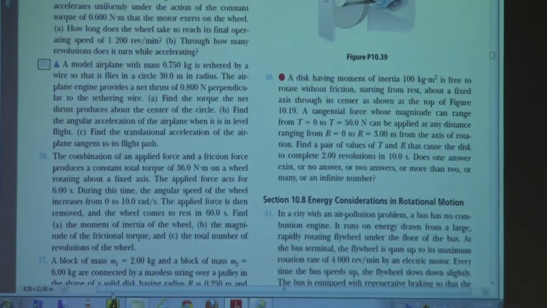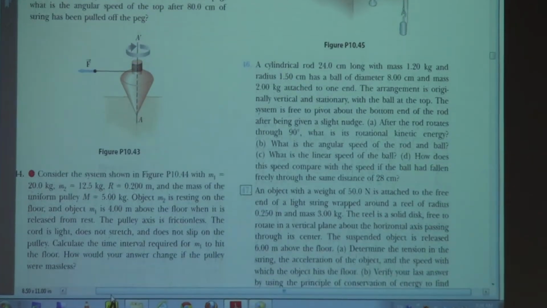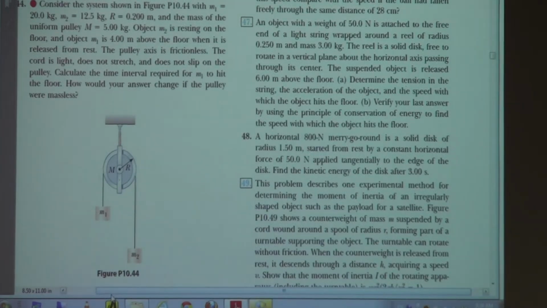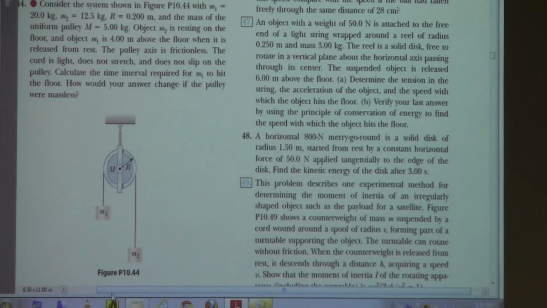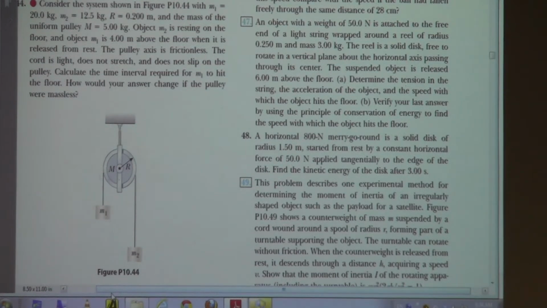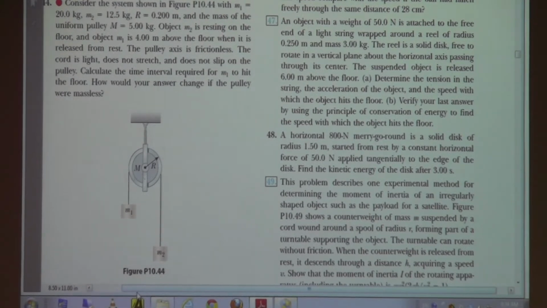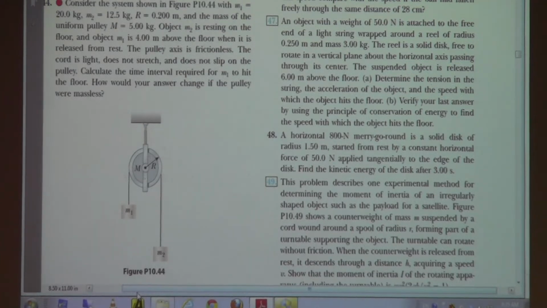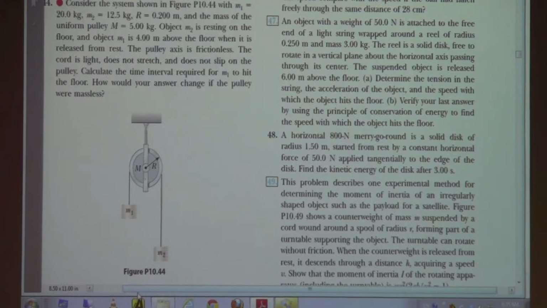47 gets a little bit harder here. And it says here, an object with a weight of 50 newtons is attached to the free end of a light string that is then wrapped around a reel of radius 0.25 and mass 3 kilograms. The reel is a solid disc and it is free to rotate in a vertical plane about a horizontal axis passing through its center. The suspended object is released 6 meters above the floor. Okay, well there's certainly a lot of words there in that description.